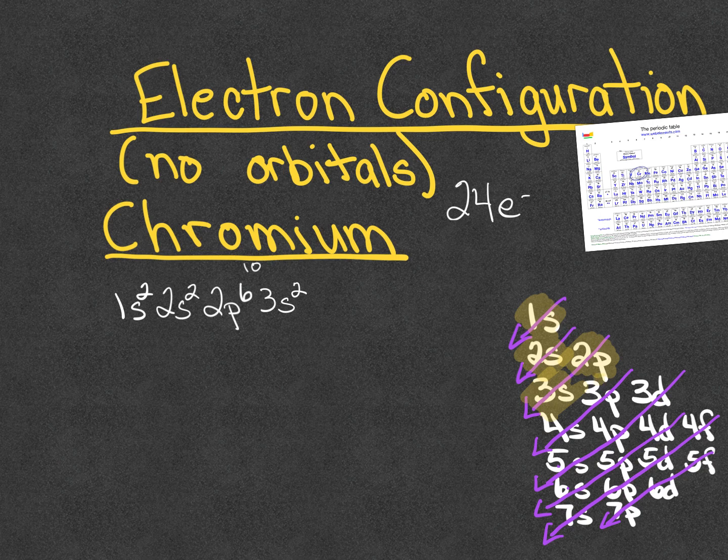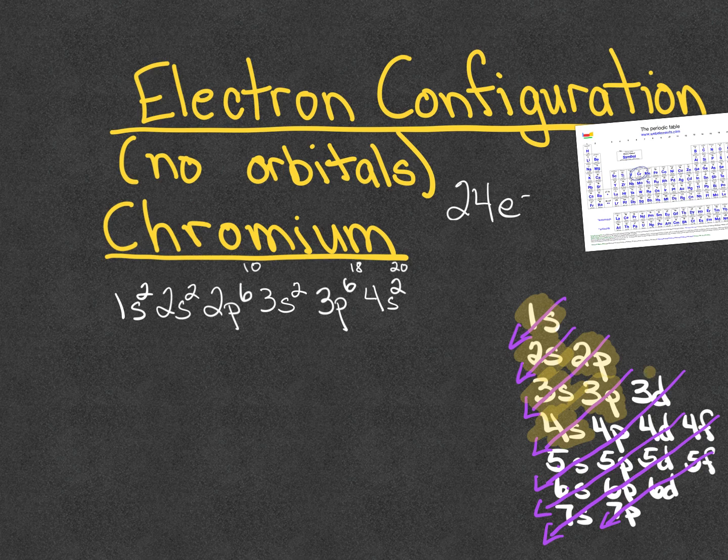And then go back to the arrows. The next one we write is 3p. So 3p. And p can hold 6. And I go ahead and fill that up because I'm still not there yet. So 10, that's 18 at this point. And the next one I'm going to is 4s. 4s2. We're going to go ahead and fill that up. So right now I'm at 20 electrons.